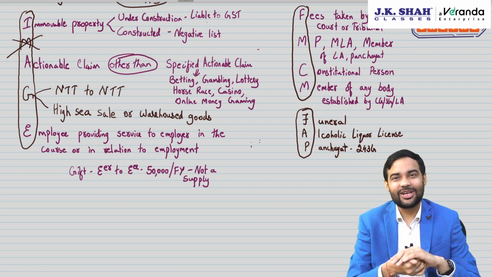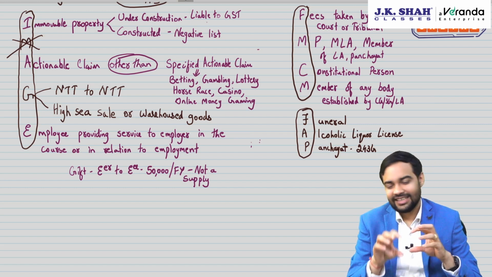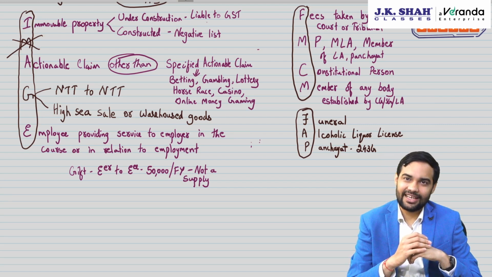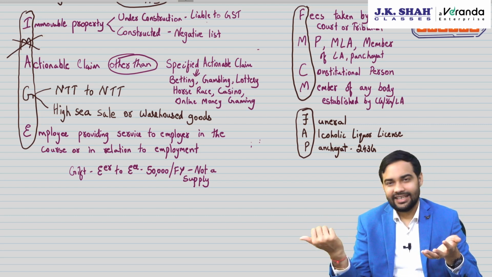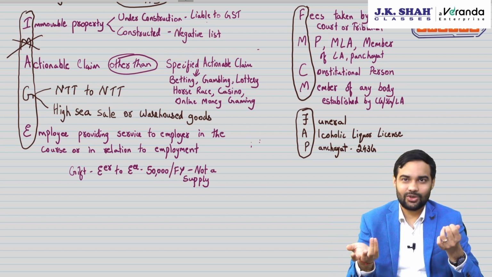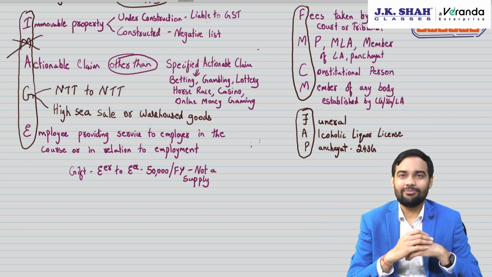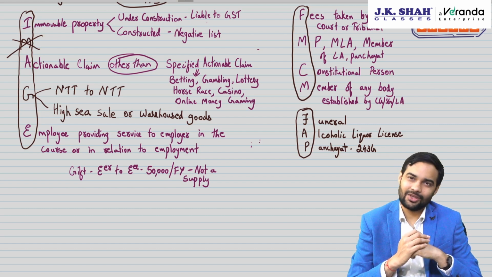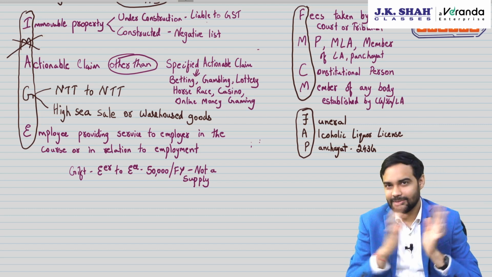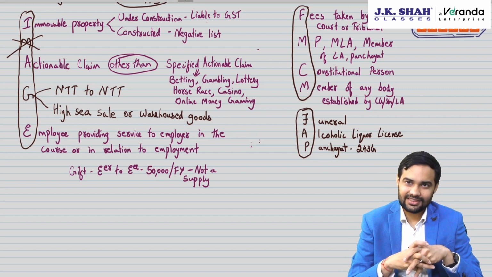Which warehouse are we talking about, sir? Custom warehouses, because you can store the goods in custom warehouse, then you can clear the goods from there, or you can even sell the goods while they are in warehouse. So if I sell the goods while they are in warehouse, I sell it to B, then B will pay custom duty. That custom duty will have IGST, and hence government has given the main entry in negative list so that there is no double GST applicable on these transactions. So non-taxable territory to non-taxable territory, high sea sale or warehoused goods.